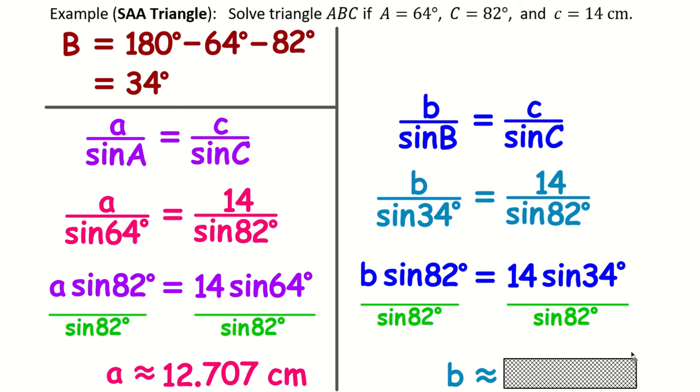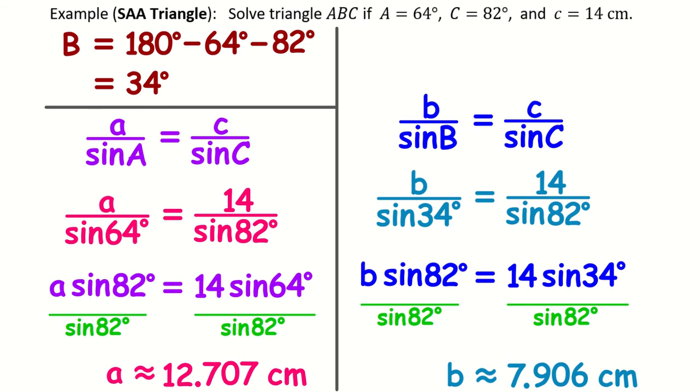Just to make sure that we know how to push these buttons. I have no doubt that it's going to be no problem. But 14 times the sine of 34 divided by the sine of 82. Make sure you're able to get 7.906 centimeters for your final answer. Okay. So that's the first example.